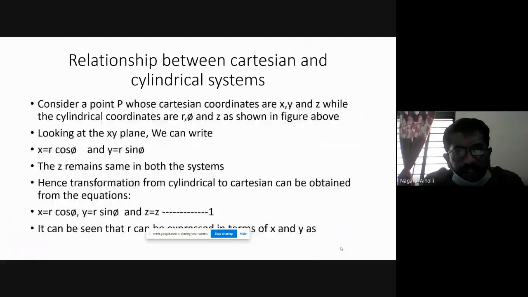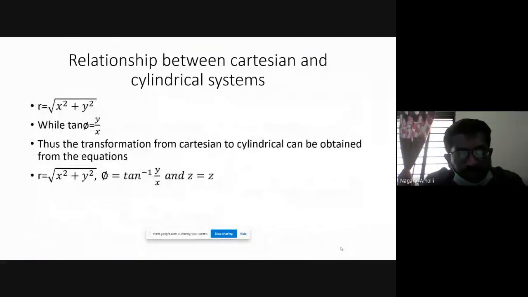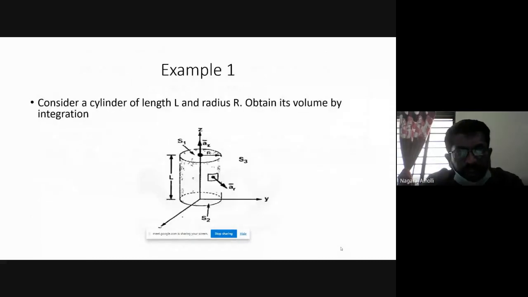In the last class, I stopped at the relationship between Cartesian and cylindrical systems. We have obtained the relationship between Cartesian and cylindrical systems. Next, we'll take one example here. Note down this example. Consider a cylinder of length L and radius R. Obtain its volume by integration.